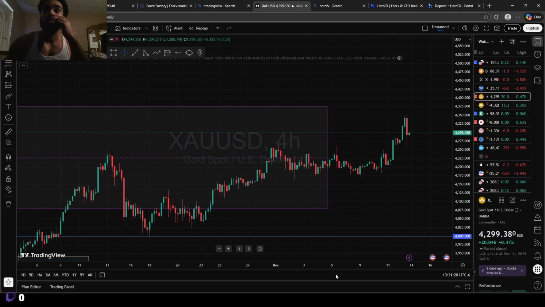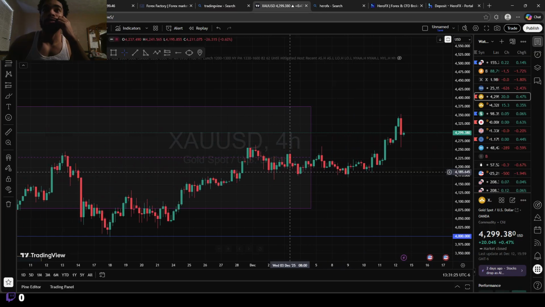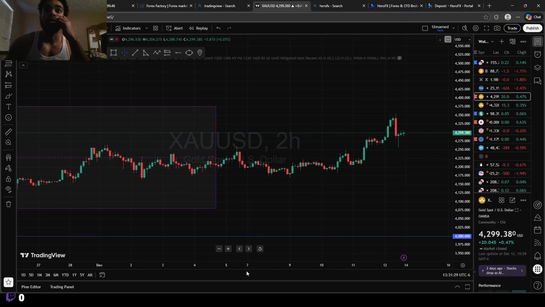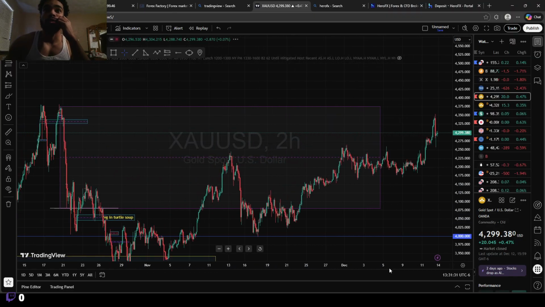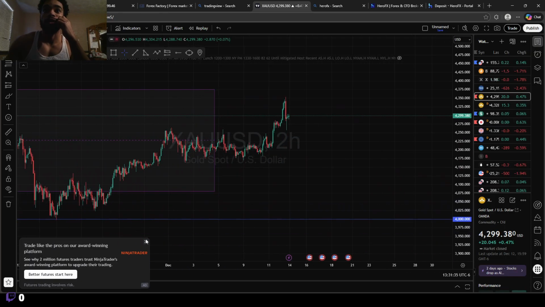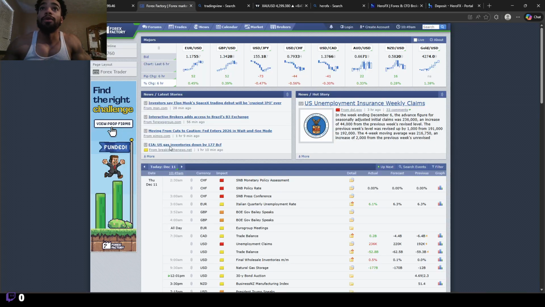Hopefully it opens up a lot lower. See what the two is looking like. I want it lower, so we're gonna wait for that. There's nothing wrong with buying where it's at. Plus, it's gonna open up at a totally different price. You can see that. We're gonna wait for Wednesday.